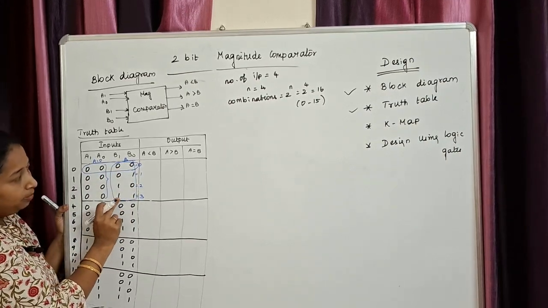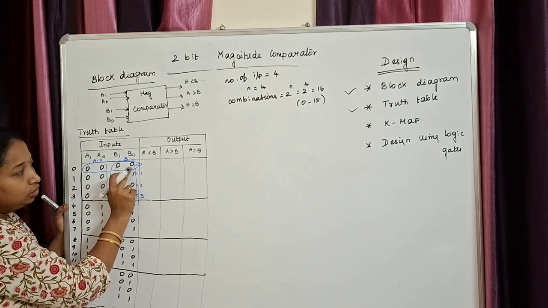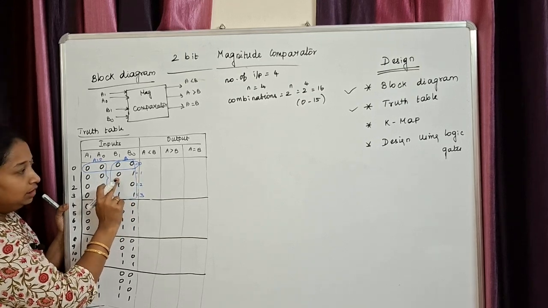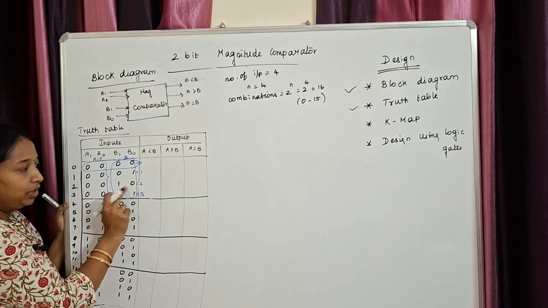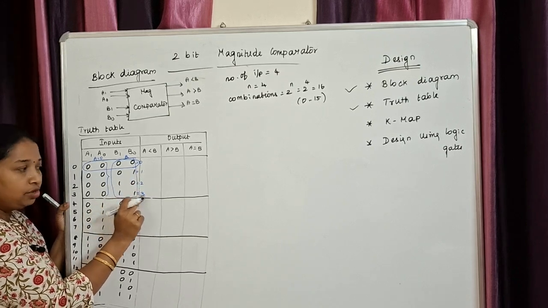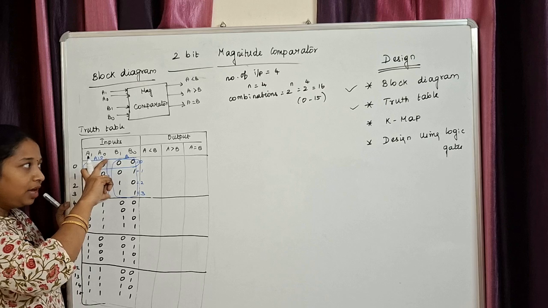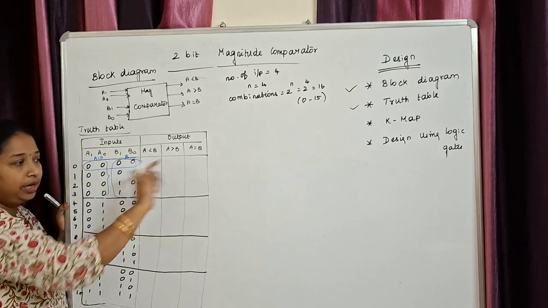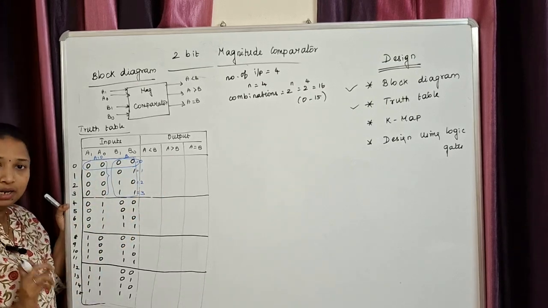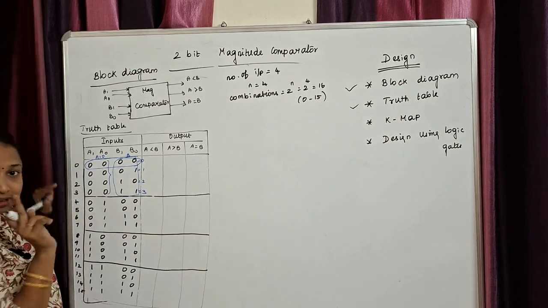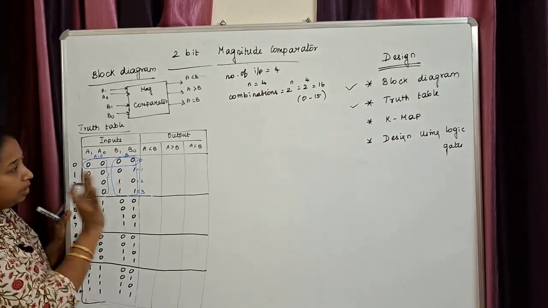Coming to B, I'm going to take only these 4 combinations. What is the output of 0, 0 in decimal? It is 0. 0, 1 in decimal is 1. 1, 0 in decimal is 2. 1, 1 in decimal is 3. Let's find the output for this particular block alone right now, and then we'll move on with the remaining blocks. I'm assuming these 4 numbers as a single block. Now, do the comparison.